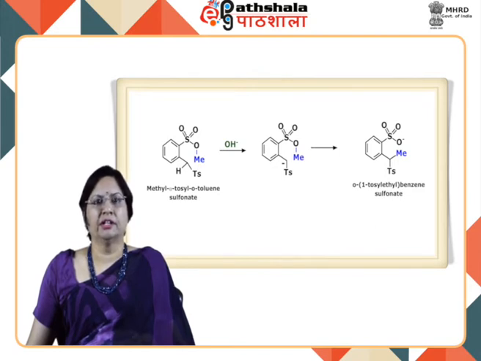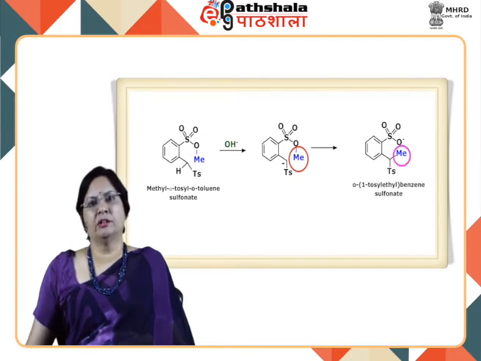You can clearly see from this equation that as this methyl alpha-tosyl o-toluenesulfonate reacts with OH minus, the CH2 group joined to the tosyl group generates the carbanion, and then this carbanion further attacks as a nucleophile, takes the CH3 from the sulfonyl, takes this methyl group and leaves the SO3 minus.